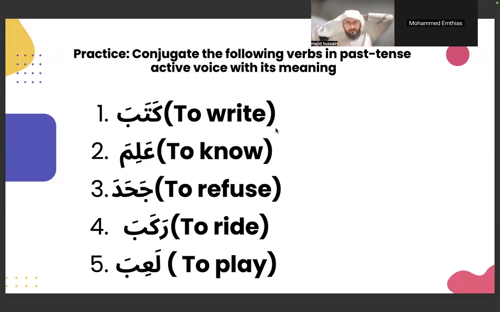Sarf is all about practice. The more we practice, the more hang we have on it. It will help us understand the verbs in the Quran a lot better, and also to use in your daily language.